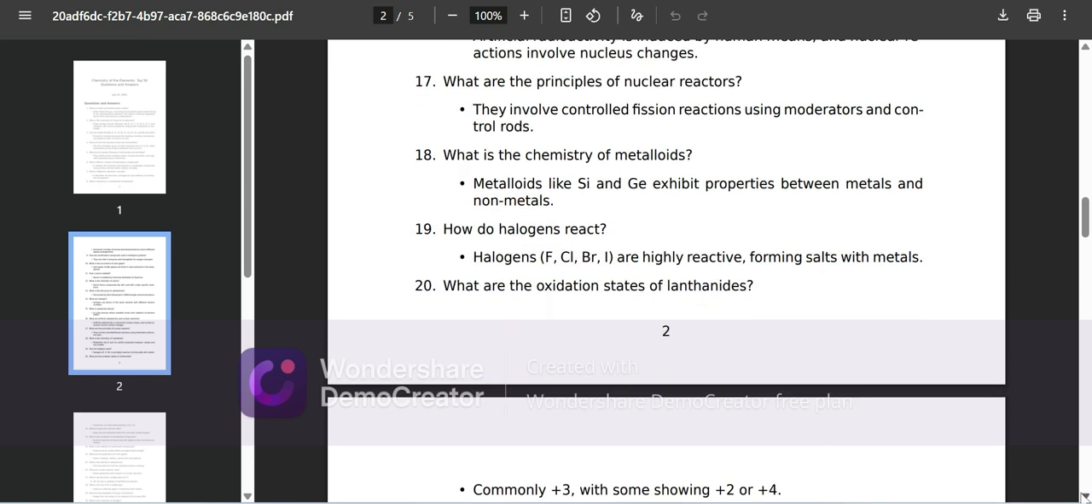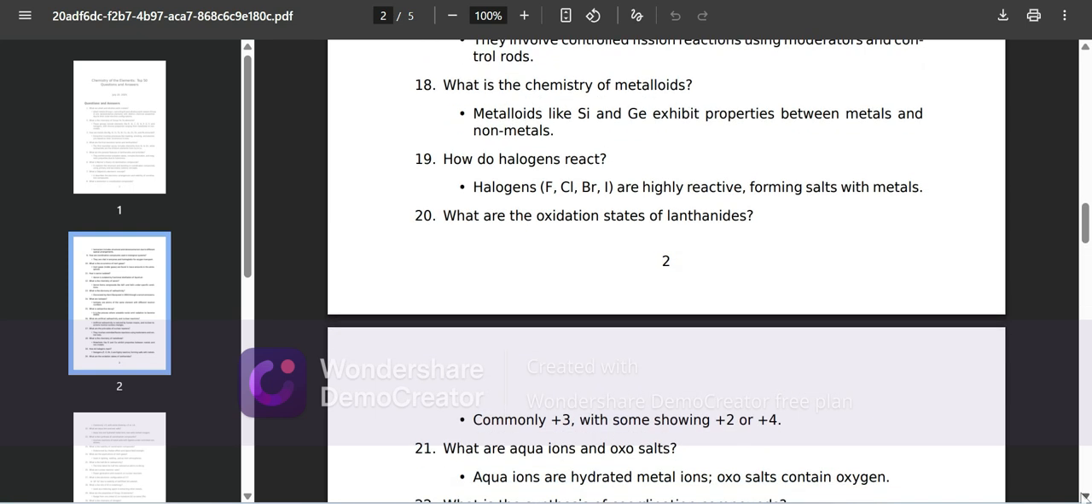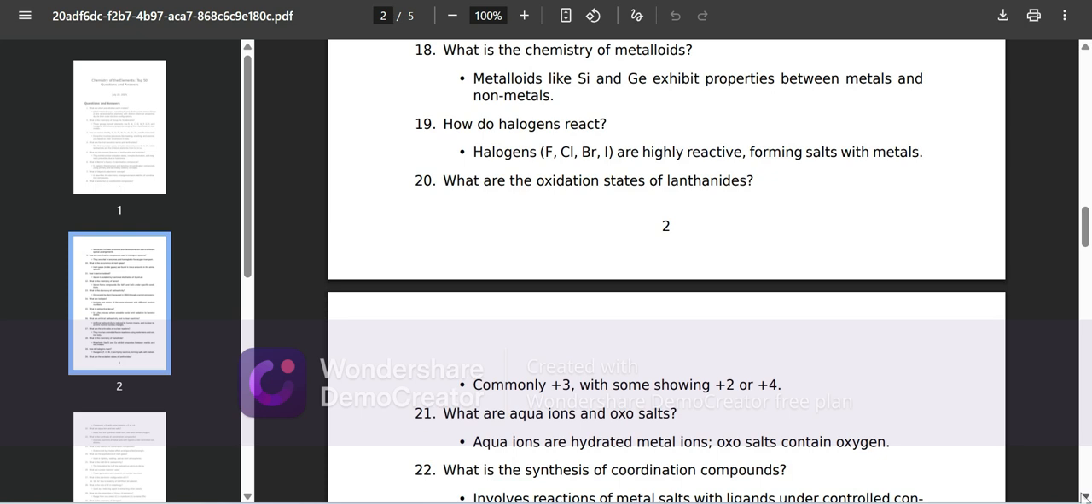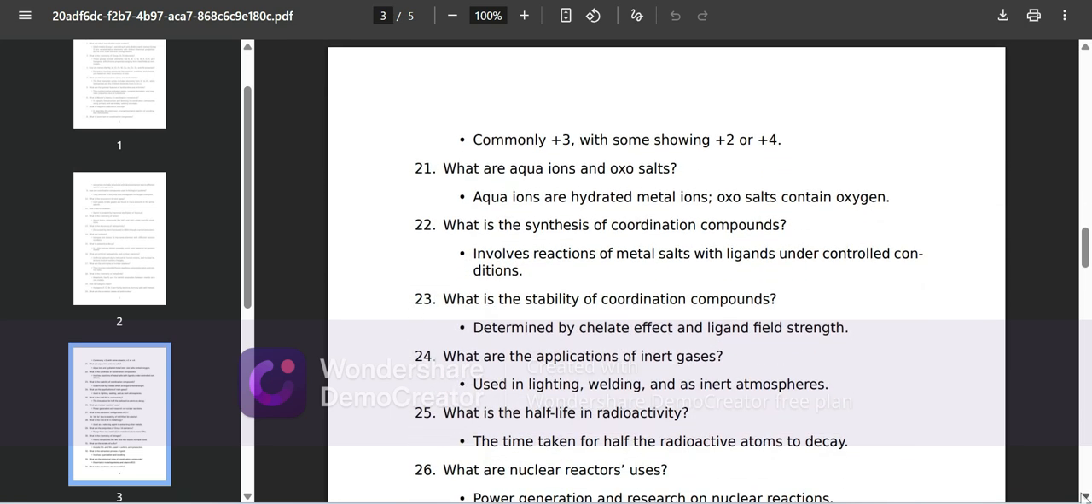What is the chemistry of metalloids? Metalloids like silicon and Ge exhibit properties between metals and non-metals. How do halogens react? Halogens, fluorine, chlorine, bromine, iodine, are highly reactive, forming salts with metals. What are the oxidation states of lanthanides? Commonly +3, with some showing +2 or +4.